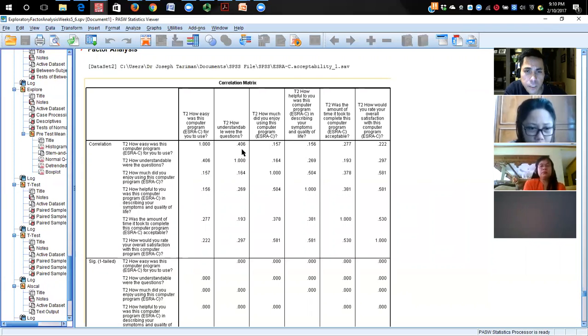So pay attention when you look at this on which items correlate very highly with other items, because those are the ones that will group together later on.